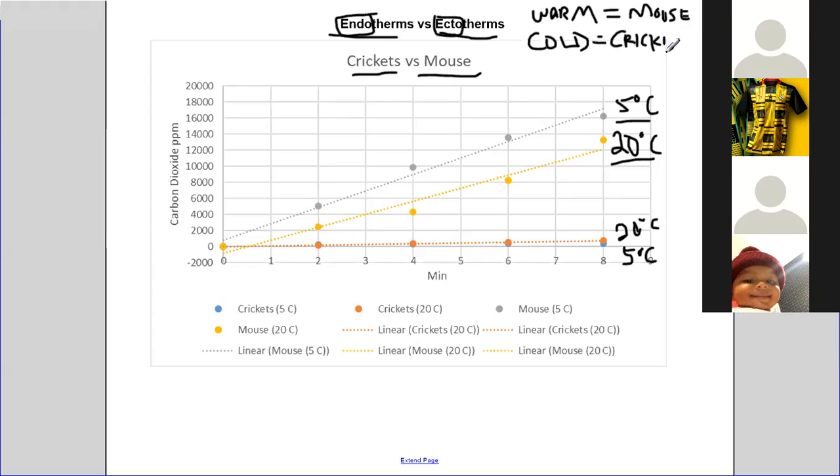If you get cold, you have to produce respiration. You have to use respiration more to make sure that you maintain a body temperature. Heat is going to escape from you, and you have to burn more calories to stay warm.